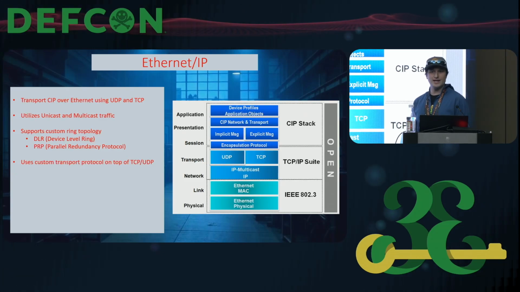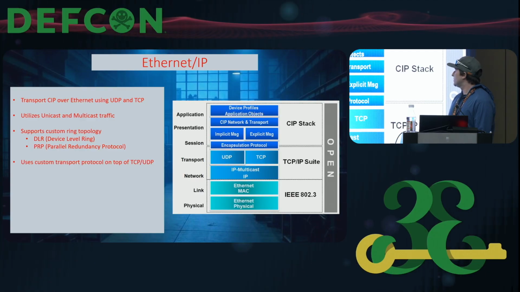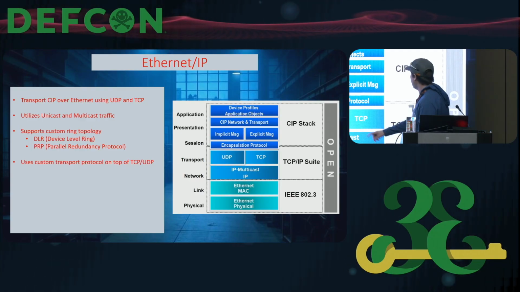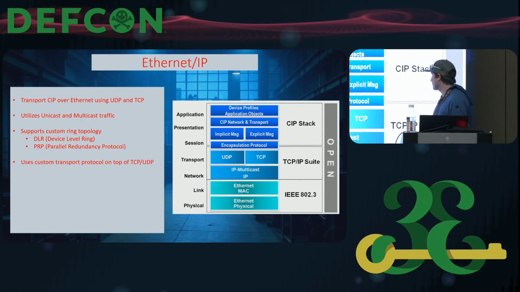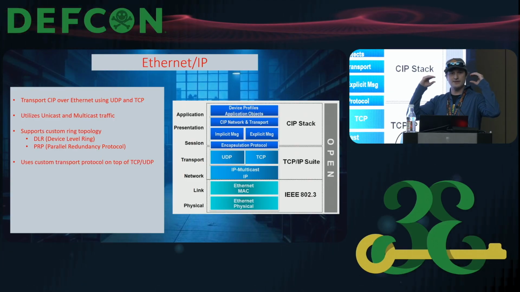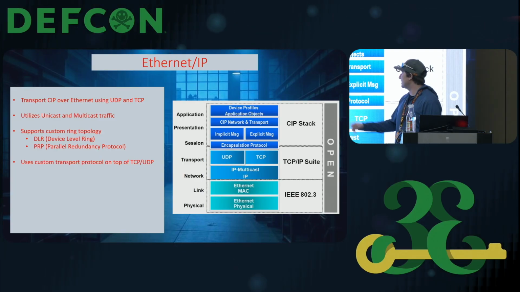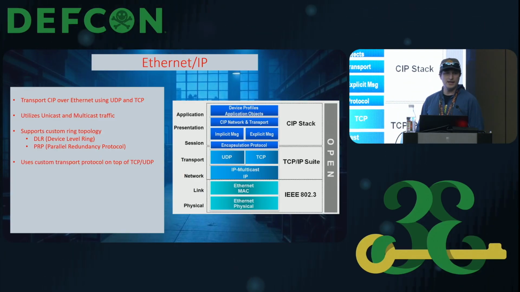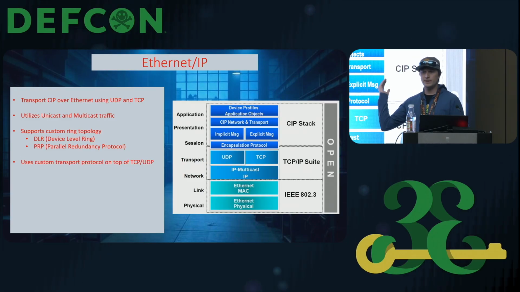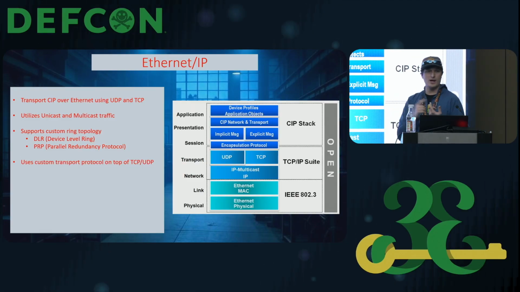So how does Ethernet IP actually work? Let's talk about the CIP stack. You have your TCP and your UDP. You have an encapsulation protocol. That's actually what is Ethernet IP, that encapsulation protocol. You have different types of messaging, implicit and explicit. Implicit is just a device streaming information. Explicit is a request and a response, single transactions.